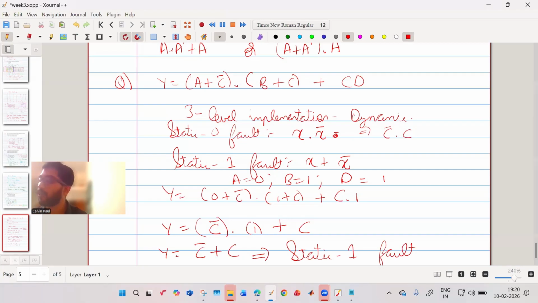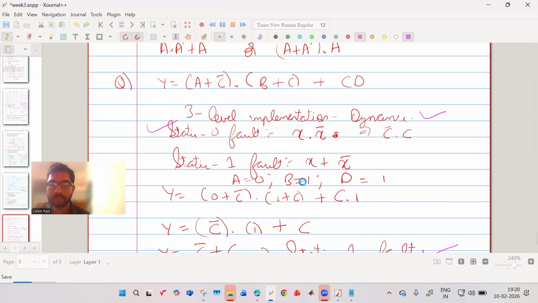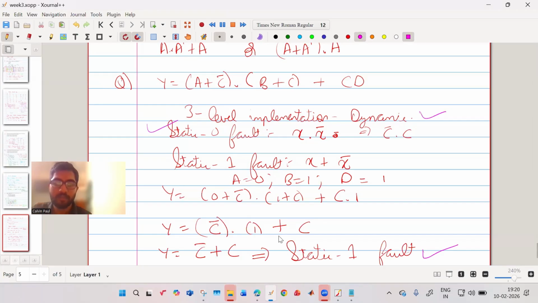So all three faults are possible. You can have a dynamic fault, a static 0 fault, and a static 1 fault as well.